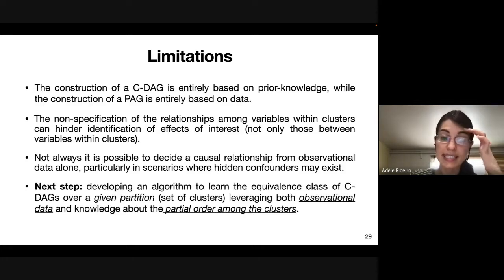So our next step is now developing an algorithm where we can learn the equivalence class of C-DAGs, combining both observational data. So instead of just using prior knowledge, we want to also combine observational data and the knowledge that's describing partial order among clusters. So this is a challenging open research question that I'm working on right now.